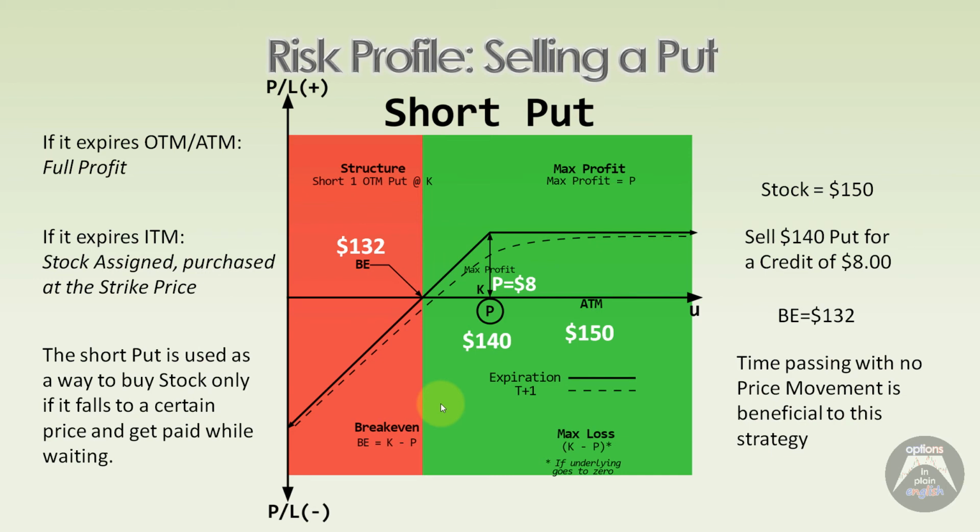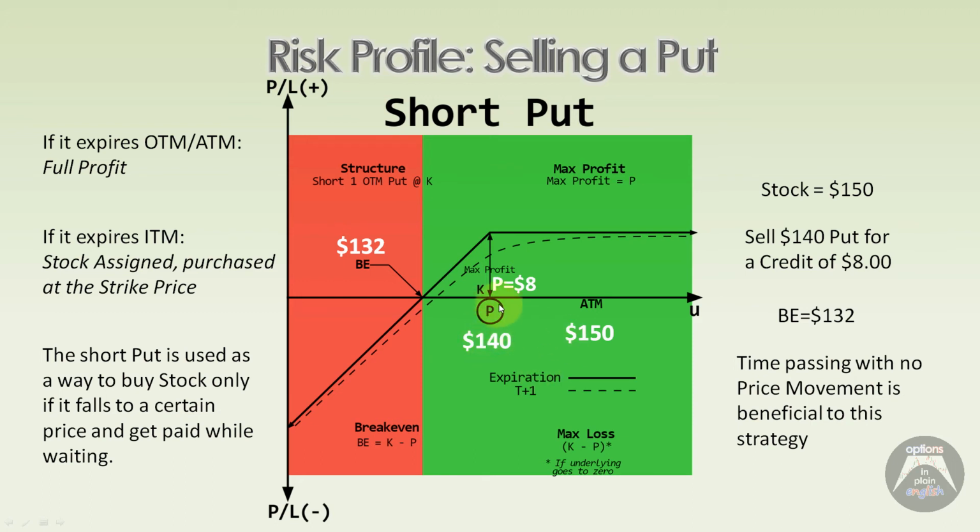So one of the main uses of the short put is as a way to buy stock only if it falls to a certain price and to get paid while you're waiting. So let's say, for example, you have the stock at 150 and you feel that you want to get into this stock and you want to buy it, but right now it's too expensive, but you would buy it at 140, which you think is a fair price.